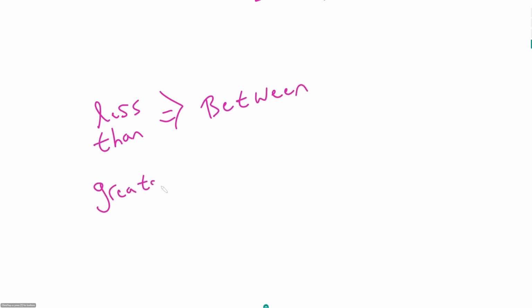So we went through these pretty thoroughly, but remember, I can translate these pretty much instantaneously when I see these sort of simple absolute value inequalities. I have them memorized. In less than situations, that is when you have this between scenario. And in greater than situations, that is when you have this or scenario.